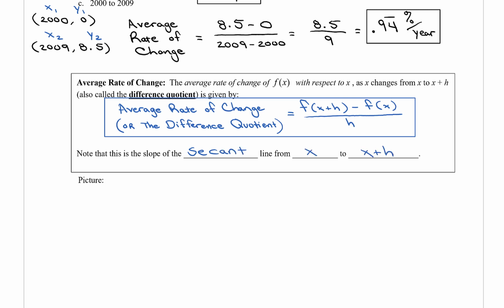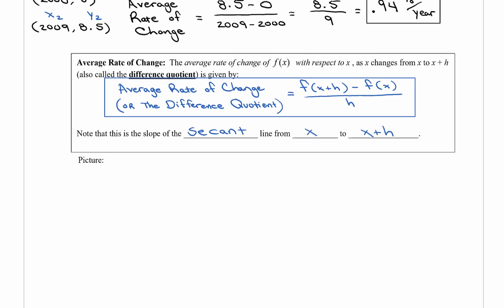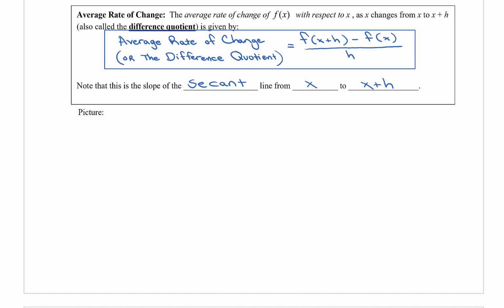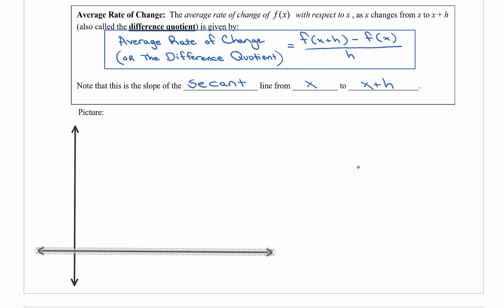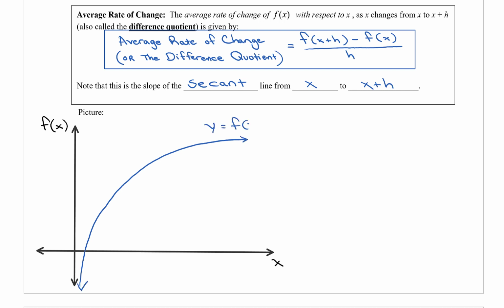Let's draw a picture to represent this. I'm going to draw a coordinate plane here with the focus primarily in quadrant 1. For the y-axis, I'm going to label that as f of x, and the x-axis is going to be labeled as x. I'm going to go ahead and draw a curve. This is a curve that is concave down and it is increasing. I'm going to label my function as y equals f of x.